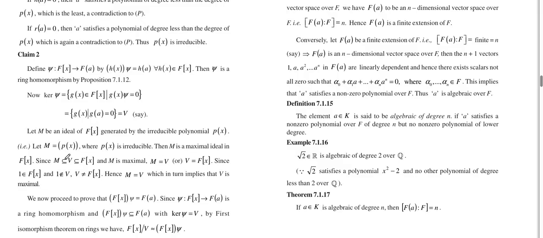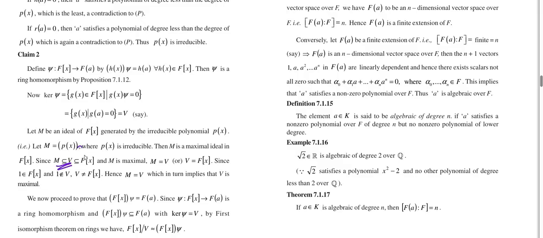M should be maximal in F[x]. So you will have M contained in V contained in F[x]. M is an ideal generated by the irreducible polynomial, and B is this. But you have got something between M and F[x], namely B.